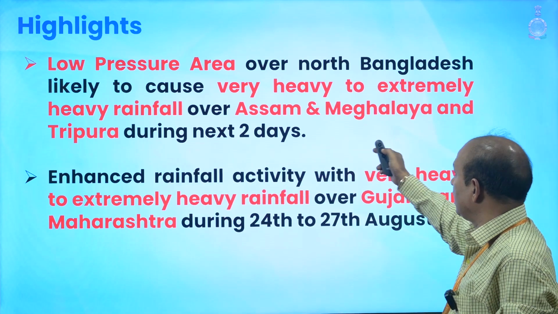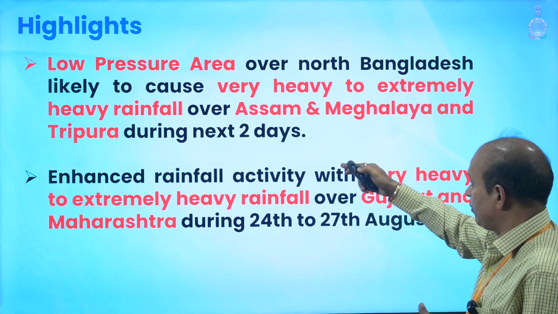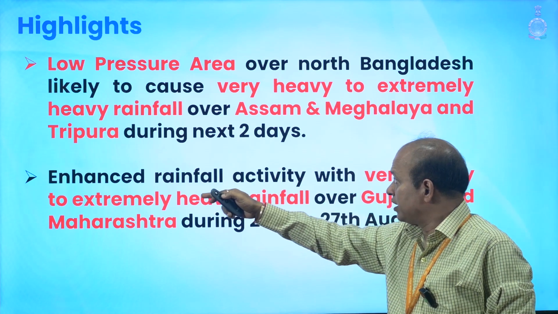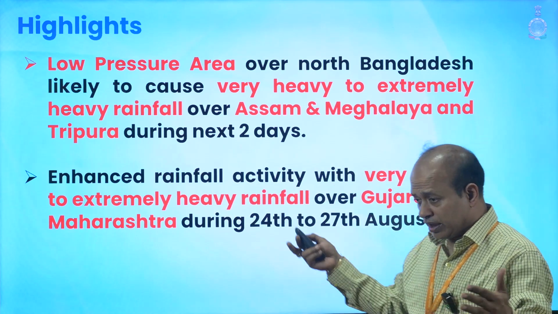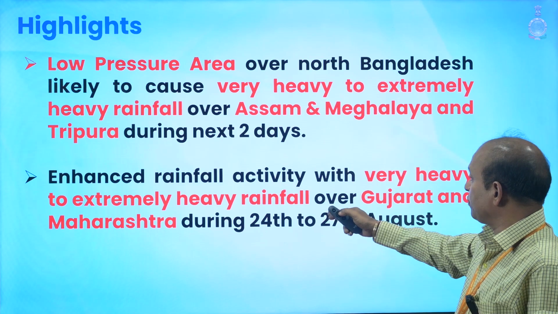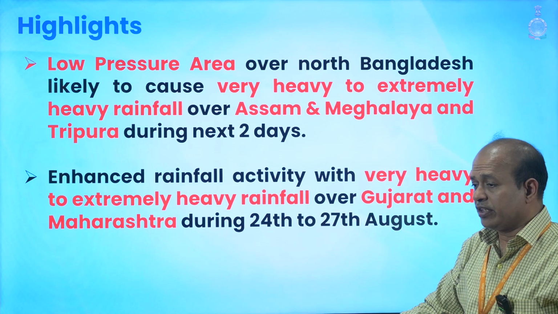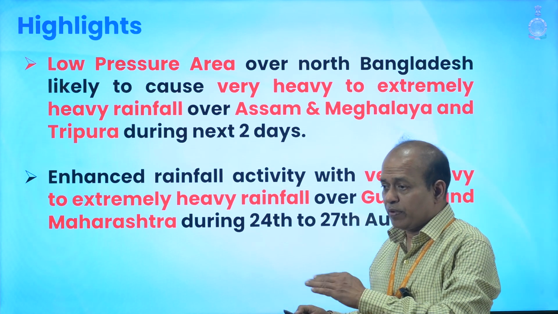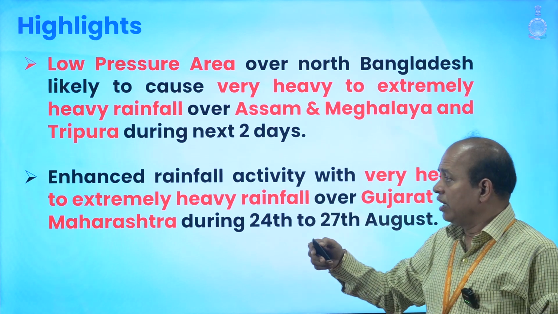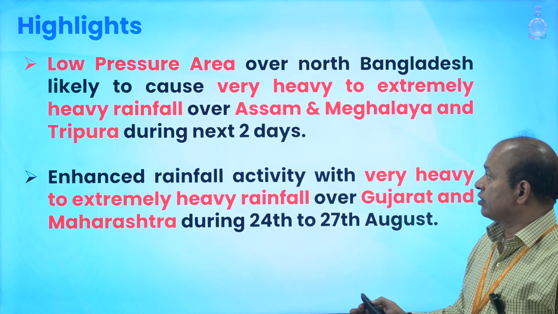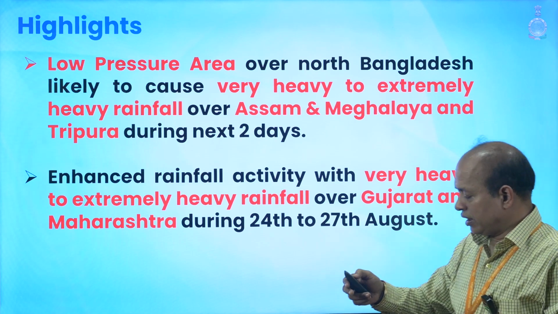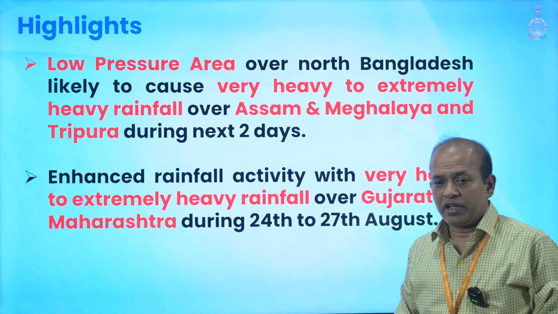The bigger low pressure area will also give very extremely heavy rainfall over Assam, Meghalaya and Tripura region during the next 2 days. We are expecting that, and enhanced rainfall activity also over the Gujarat region and Maharashtra region during 24 to 27. After a few days, once the low pressure area enters and the Arabian Sea system also moves, that region will also get good rainfall activity.